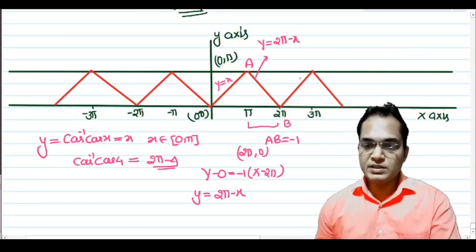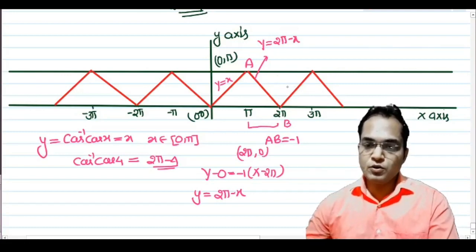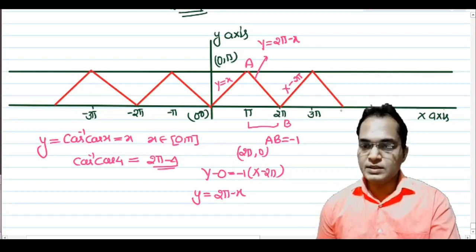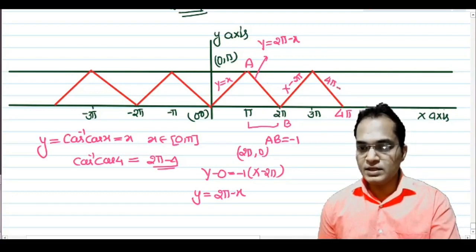And similarly, this line with positive slope is x minus 2 pi, and this is the point 4 pi, and the equation of this line is 4 pi minus x.